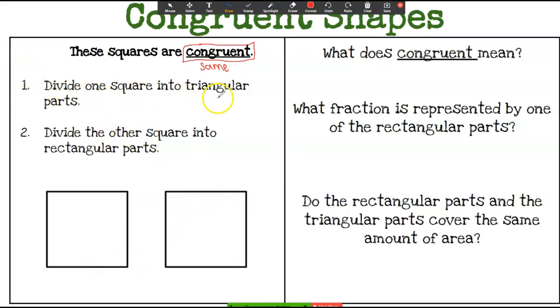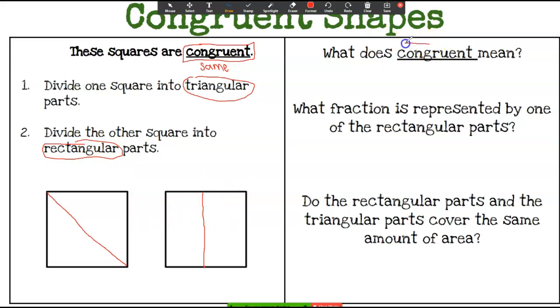Okay, we're going to divide one square into triangular parts. So make sure I make that even. Triangle 1, triangle 2. Didn't mean to erase the whole thing. Let me draw that again. Triangle 1 and triangle 2. So I got triangular parts. Divide the other square into rectangular parts. In order to do that, I'm going to draw a line down the middle. So we did triangular parts and rectangular parts. Right here, rectangle, rectangle.